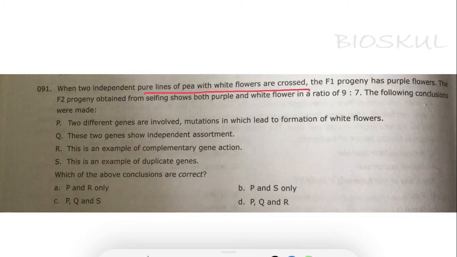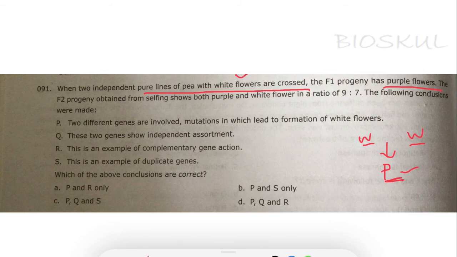When two independent pure lines of P with white flowers are crossed, the F1 progeny has purple flowers. So white color flowers are crossed, and the F1 progeny has purple color flowers. If you know about complementary gene interaction, which I have explained by taking the example of sweet pea plant, by crossing two white color flower plants, in the F1 generation you will get purple color flowers. So this is all about complementary gene interaction.